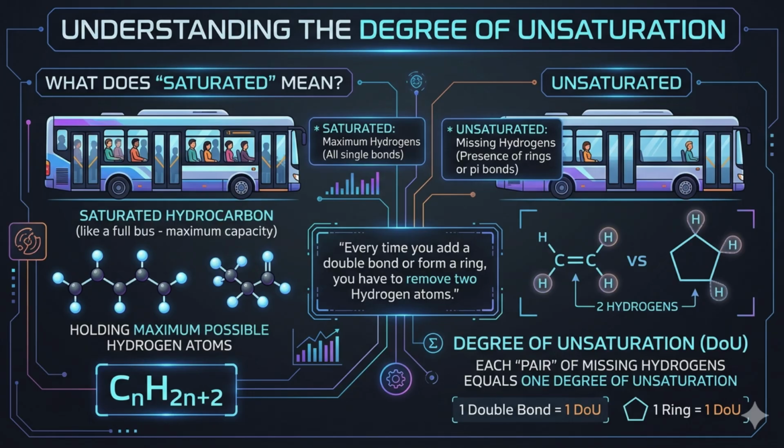This brings us to the degree of unsaturation, or DoU. Think of one DoU as one pair of missing hydrogens. If you see one double bond, that's one DoU. If you see one ring, that's also one DoU. By counting these missing pairs, we can quickly sketch out the skeleton of a mystery molecule. So, remember, saturated is a full house. Every missing pair of hydrogens tells you there's a ring or a pi bond hidden inside. It's like being a molecular detective.